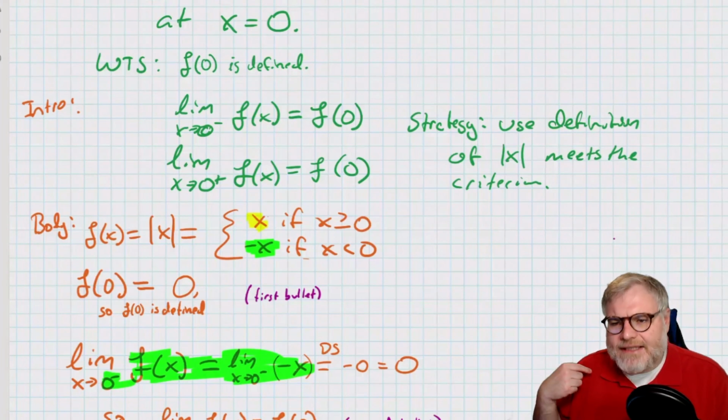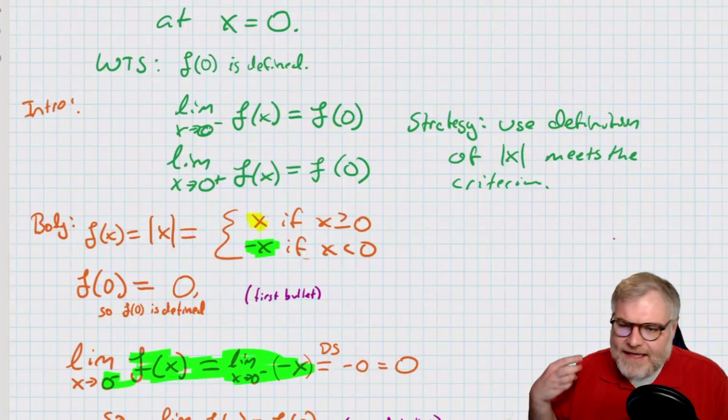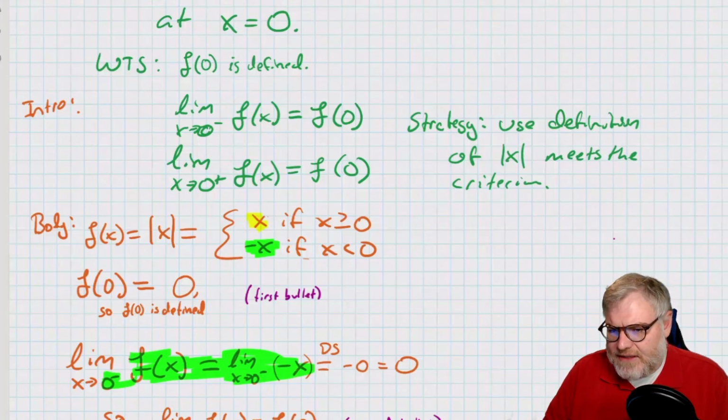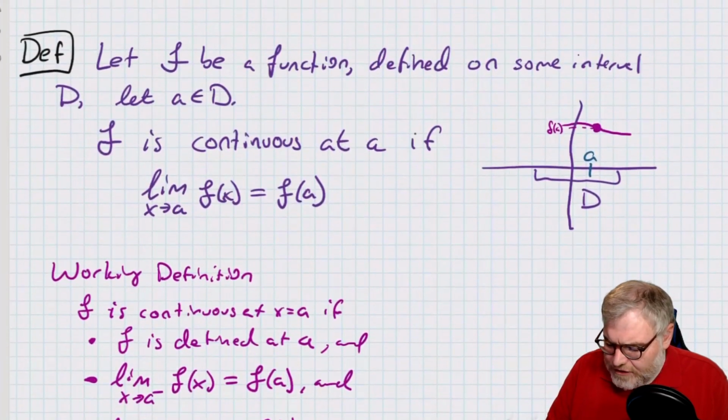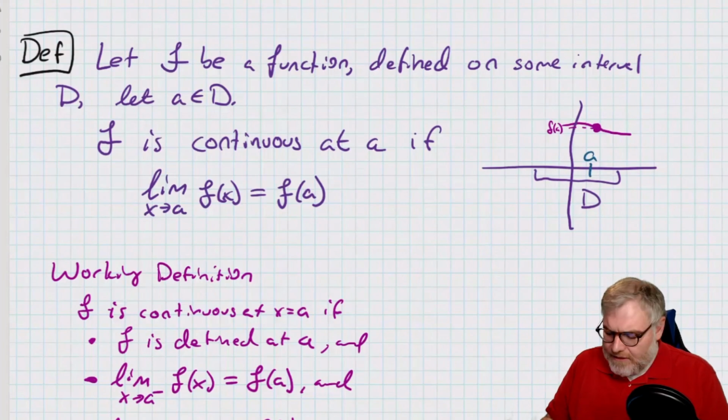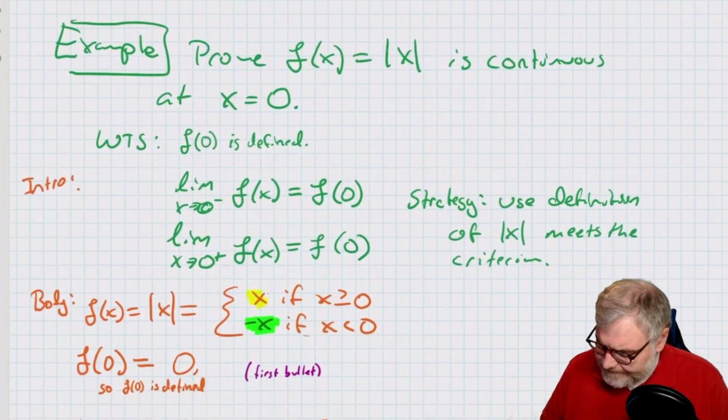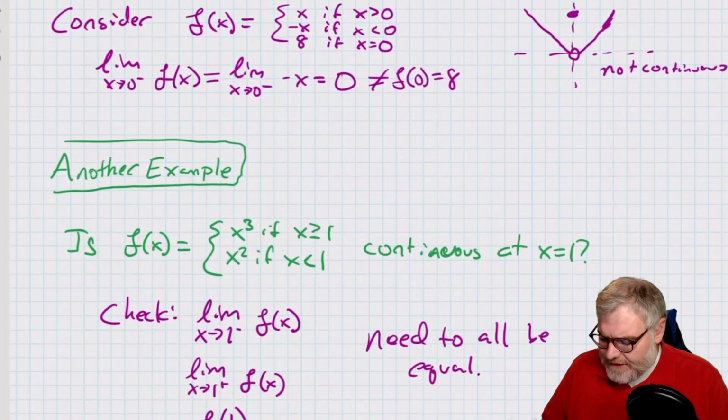F of a is defined. The limit as x goes to a from the left of f of x equals f of a. The limit as x goes to a from the right of f of x equals f of a. And notice that right here, I could use this definition, but this definition, I just have to unpack it a little to get this. Okay. Let's look at another example.